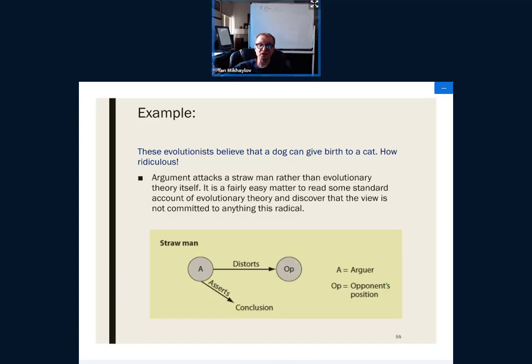Another example: these evolutionists believe that a dog can give birth to a cat. How ridiculous. Okay, wait a minute. When did evolutionists ever say that a dog can give birth to a cat? You can see that there is clearly a distortion going on here.